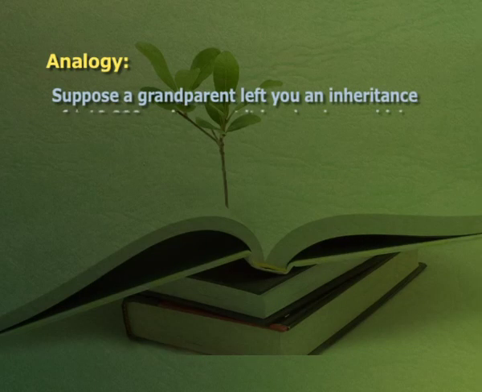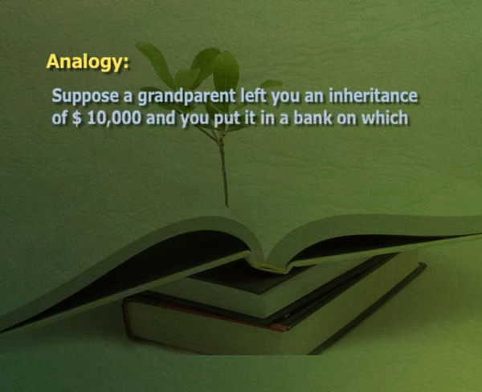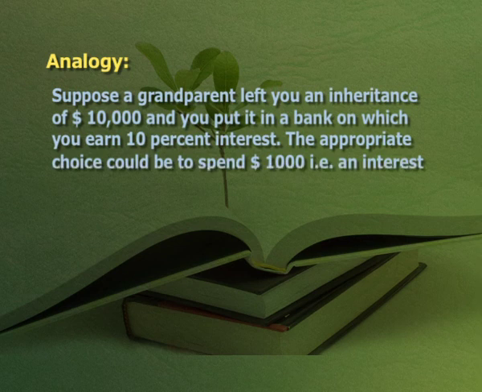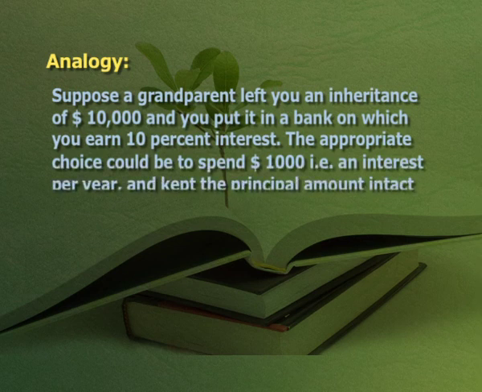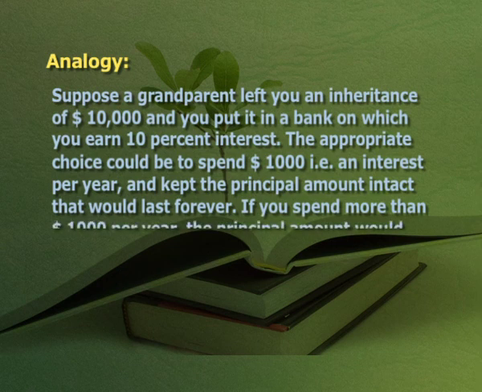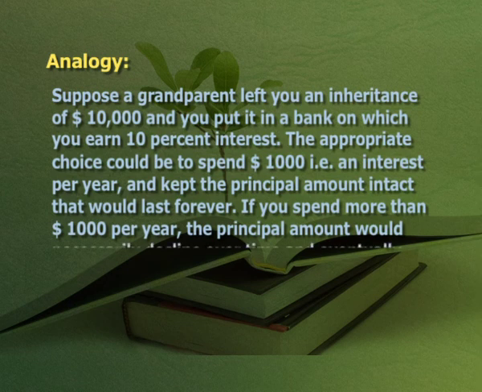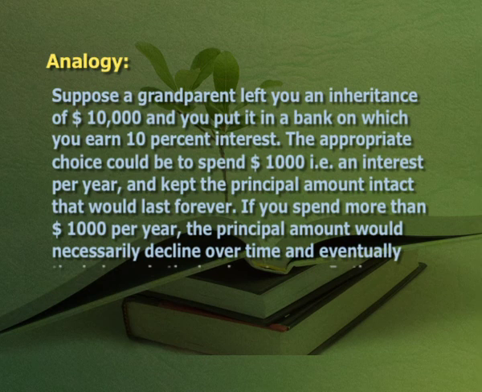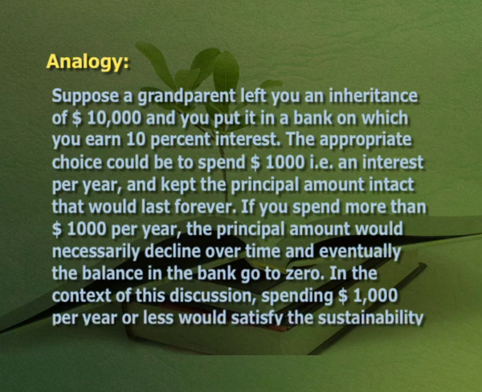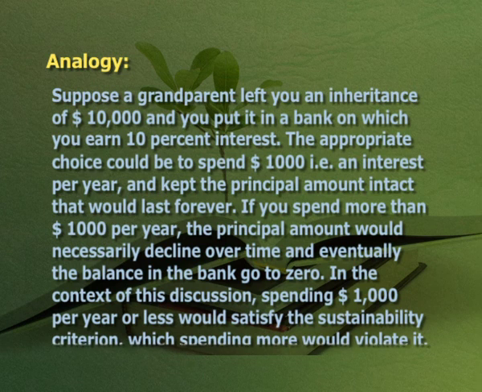Let us try to understand this with an analogy. Suppose a grandparent left you an inheritance of 10,000 US dollars and you put it in a bank on which you earn 10% interest. The appropriate choice could be to spend 1000 US dollars, that is the interest per year, and keep the principal amount intact, which would last forever. If you spend more than 1000 US dollars per year, the principal amount would necessarily decline over time and eventually the balance in the bank would go to zero. In the context of this discussion, spending 1000 US dollars per year or less would satisfy the sustainability criterion, while spending more would violate it.